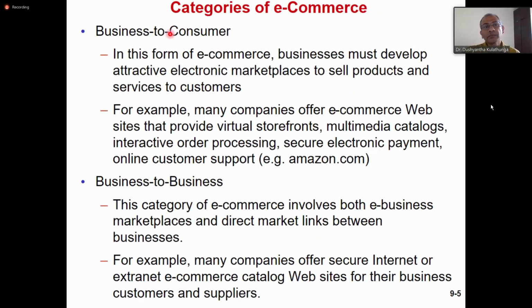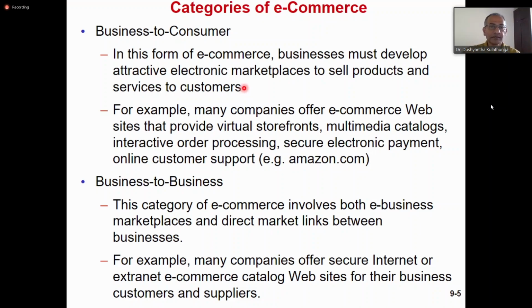So how do we enable a transaction with the consumer? If we are a business organization, how can we enable a transaction with our consumers? It is basically by developing an electronic marketplace. That is explained in the next point. In this form of electronic commerce, businesses must develop attractive electronic marketplaces to sell products and services to customers.